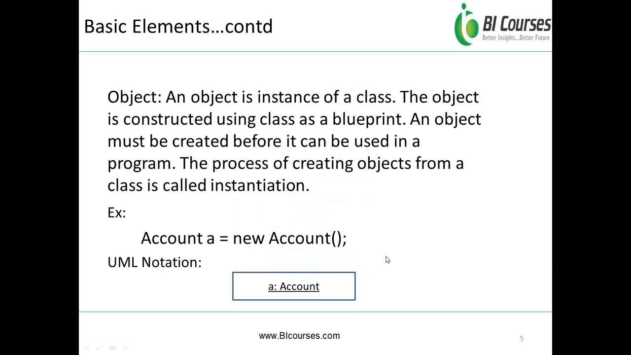Next one is object. An object is an instance of a class. The object is constructed using a class as a blueprint. An object must be created before it can be used in a program. This process we call instantiation. For example, Account a = new Account, and we represent this object as the variable name given, followed by a colon and the class name. This representation is known as the UML representation of an object.